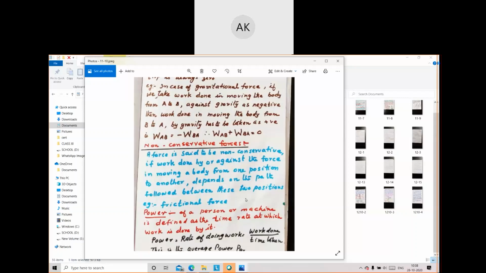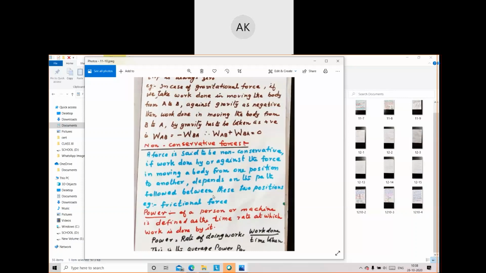It depends upon the nature of the path, whether it is rough, whether it is smooth. So frictional force, you can see, depends upon the nature of the path, whether it is rough, which material is used, whether it is wood, whether it is concrete, like that. Work done against the frictional force depends on the nature of the path. Understood?